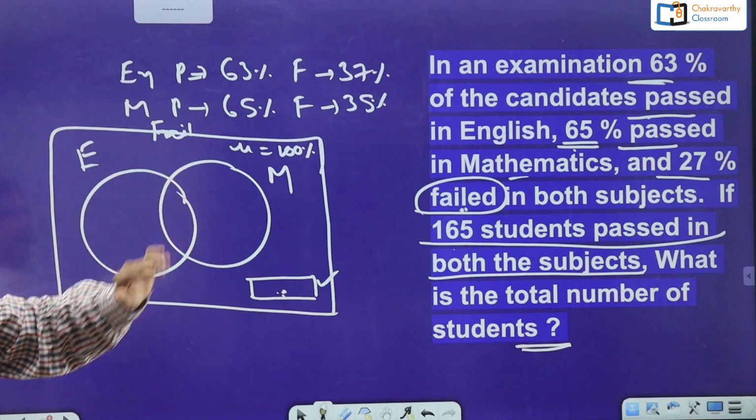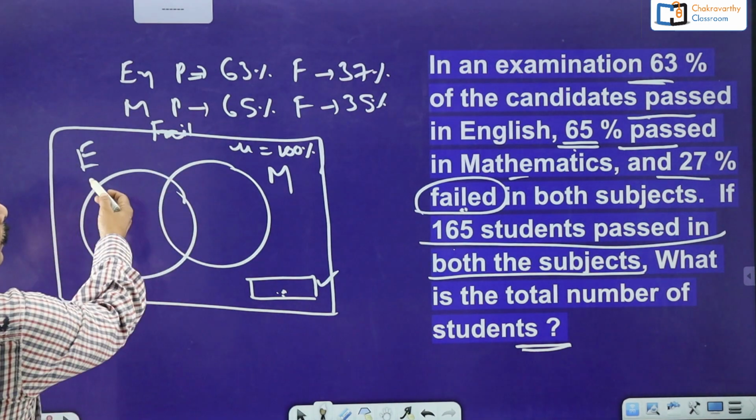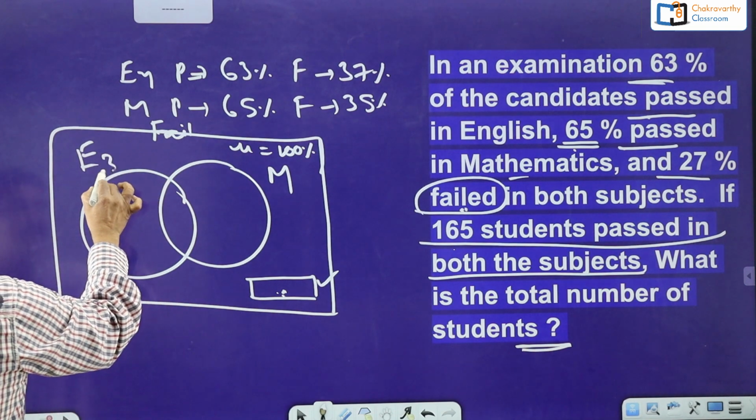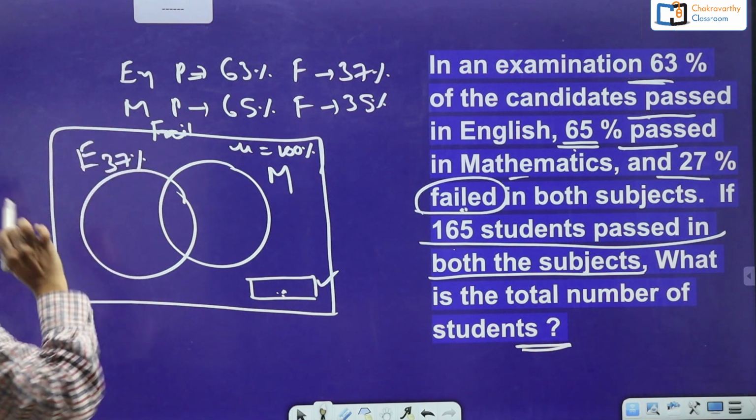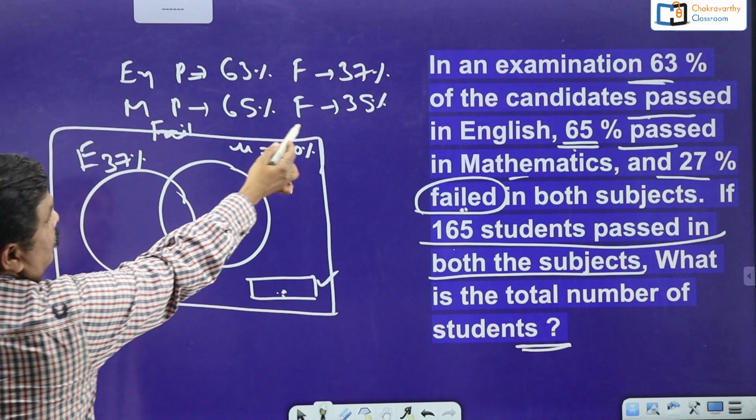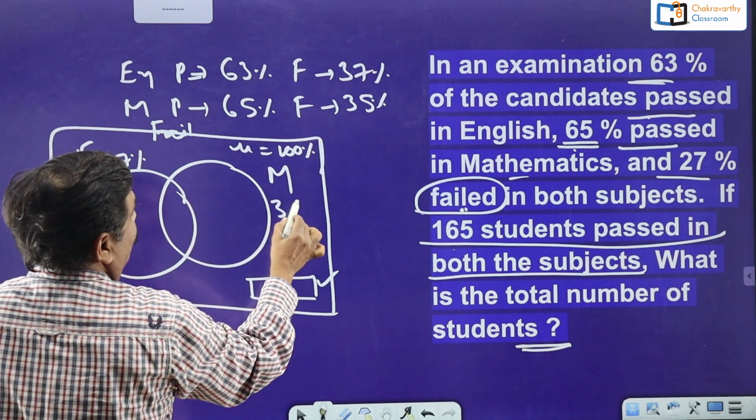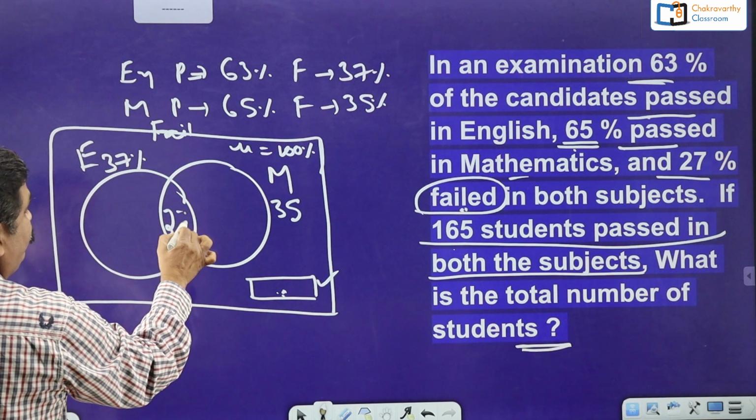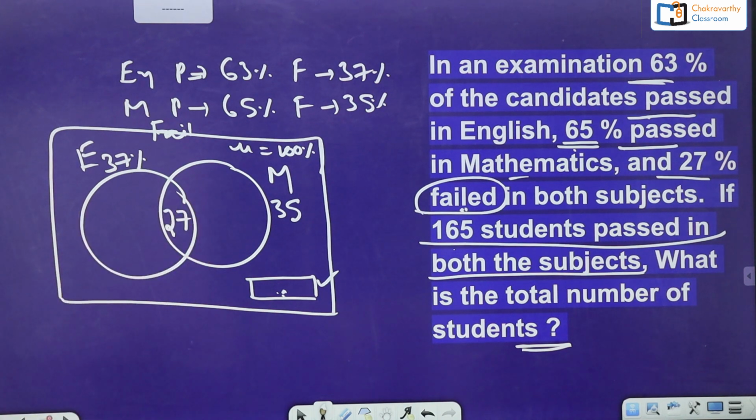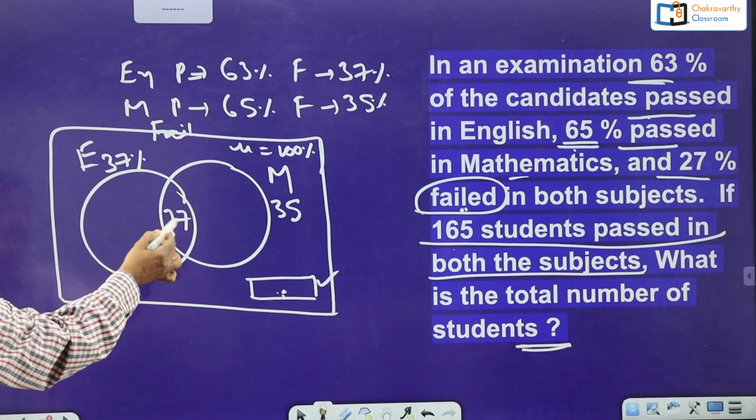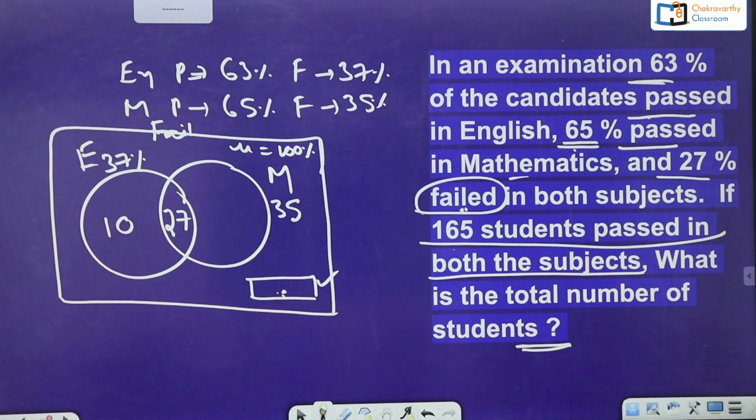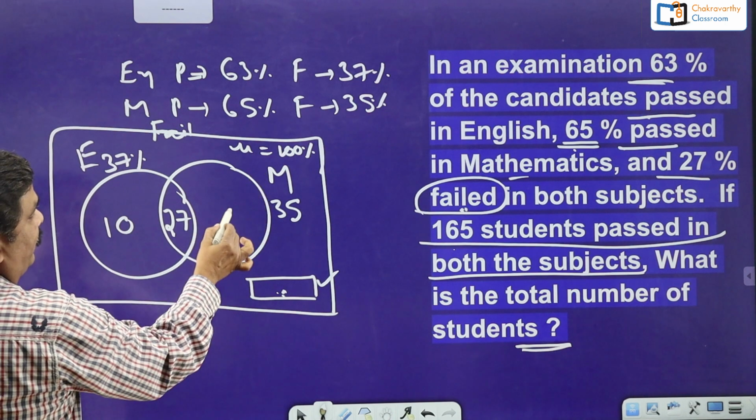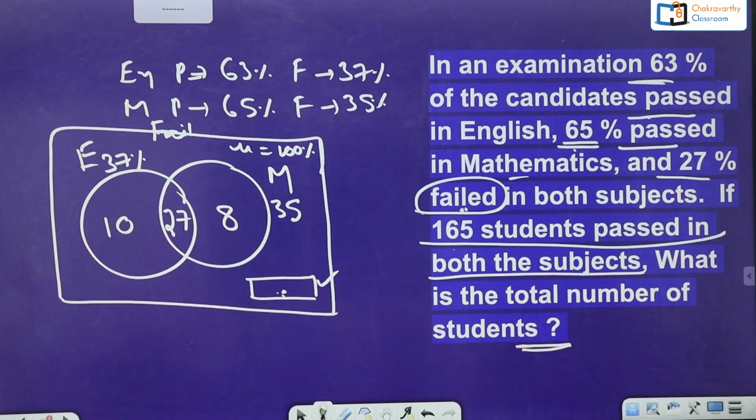Now quickly go on filling it up here. English failed is 37%, so the total circle should be equal to 37%. The total circle for mathematics should be equal to 35. Failed in both is 27. As simple as this. Now here you get 37 minus 27, that is 10. Here 35 minus 27, that is 8.